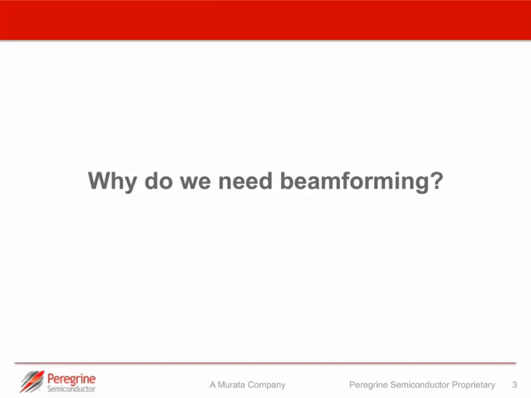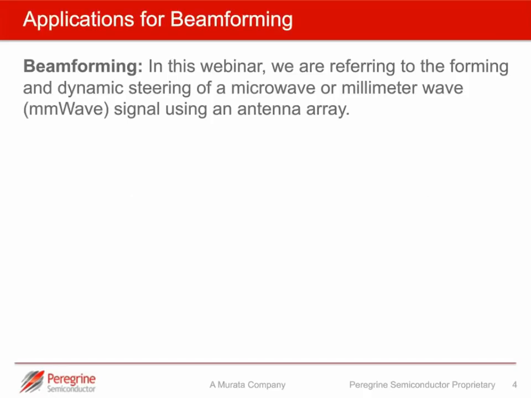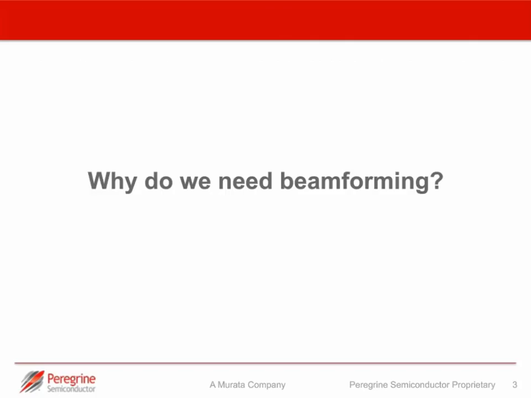So, starting with the basic introduction of why do we need beamforming. For the purposes of today's presentation, when we refer to beamforming, we're referring to forming and dynamic steering of a microwave or millimeter wave signal using an antenna array. There are other ways in which we can steer a beam, but for the purposes of today's discussion, we're going to constrain it to this topic. Initially, we're going to focus on phased array radar and communication systems, but I'll briefly introduce some of the applications where beamforming is appropriate and why.